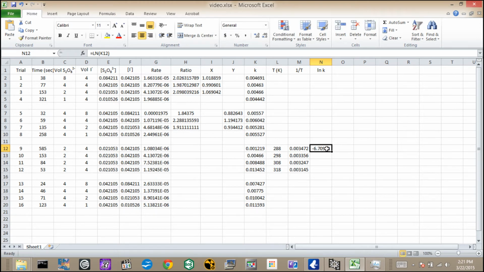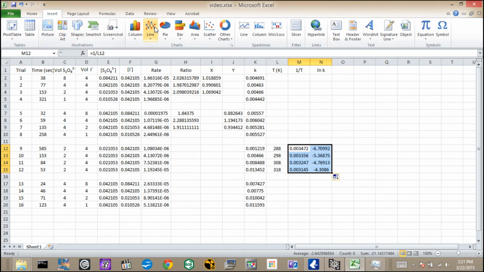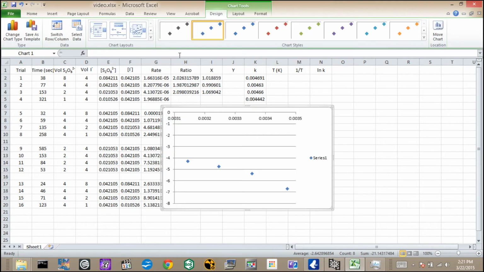So we take that and drag that down, and now I have my data for 1 over T versus natural log of K. So now I want to graph this. What I did is this. I would just select the ones I'm curious about, the ones I actually have data for, and then go to insert, scatter, XY scatter with no points.